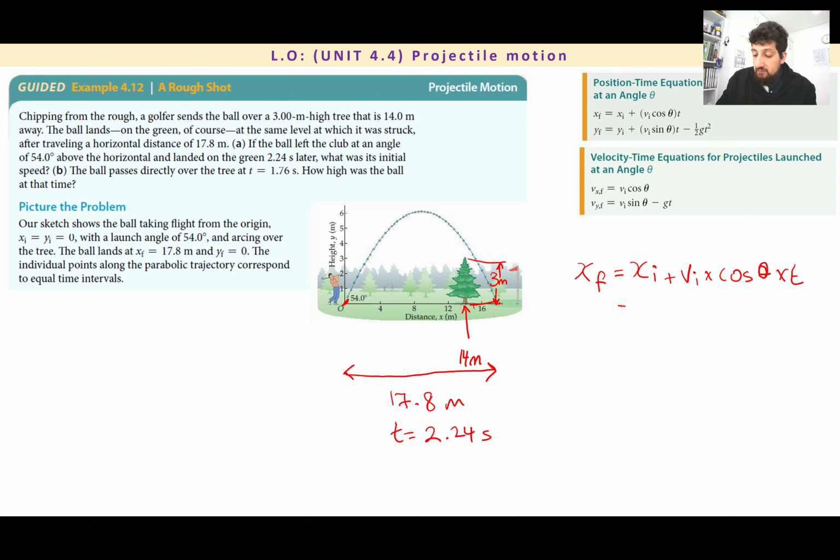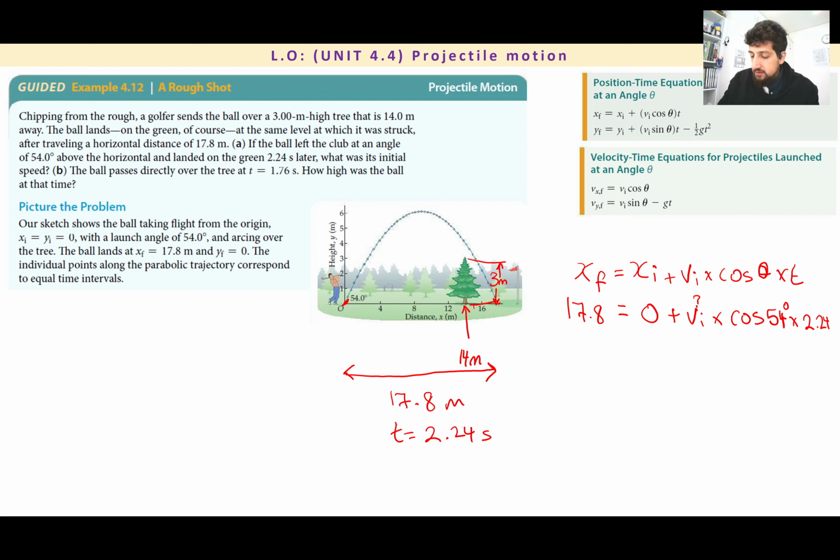Okay, so do we have any of this? Yes, we have a lot of it. We have the final position, which is 17.8. Do we have the initial position? 0 on the x-axis. Do we have the initial speed? Did they tell us the initial speed? No, that's what we're trying to work out. So Vi multiplied by cos 54, that's the angle they told us about, multiplied by the time, which is 2.24 seconds.